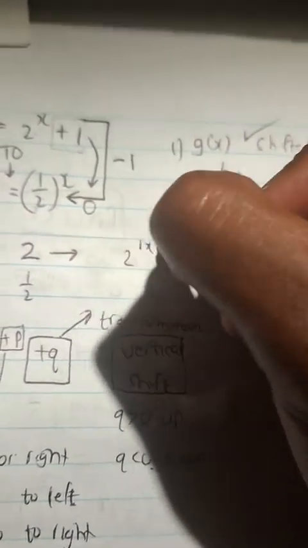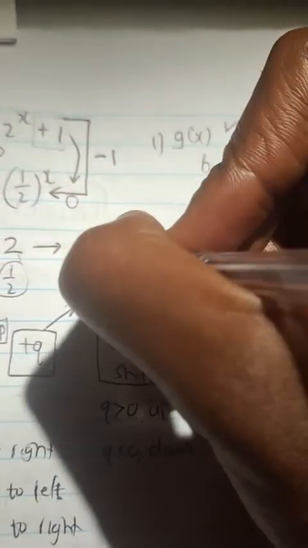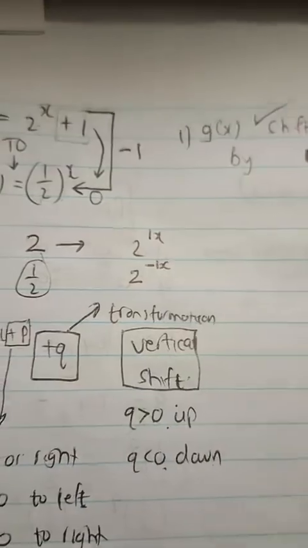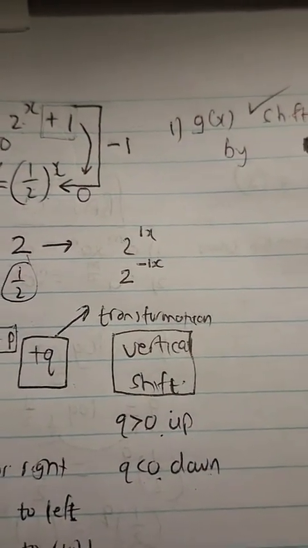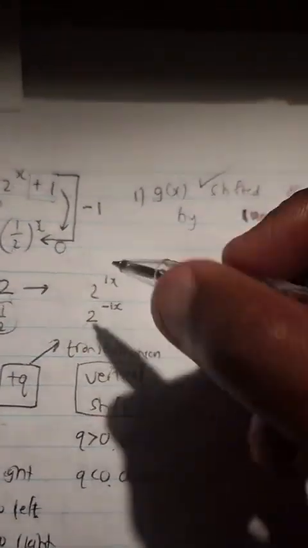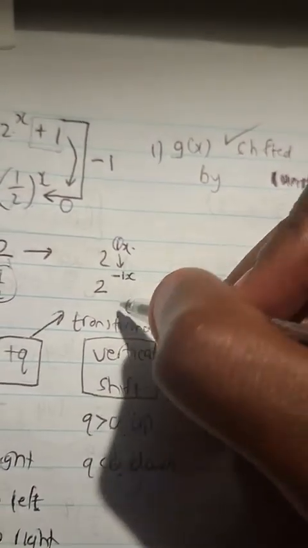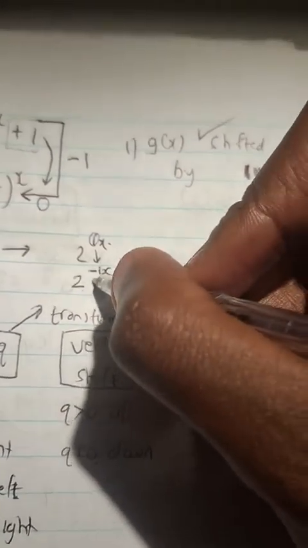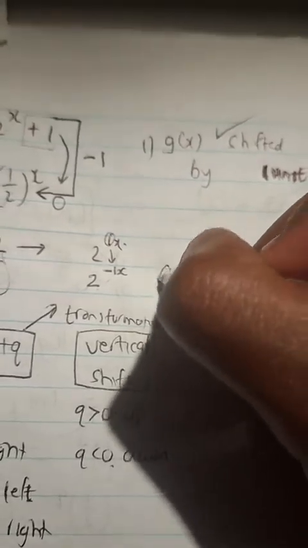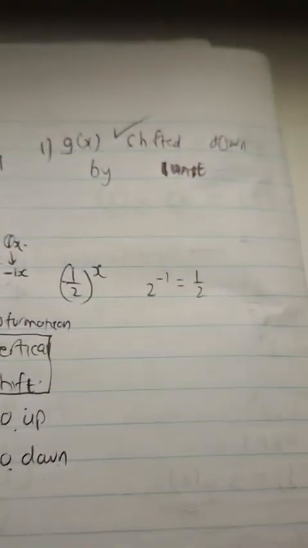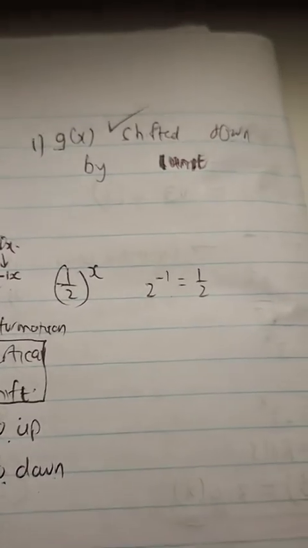From 2 having a positive 1x to half, that means 2 got multiplied with a -1. Now some of you are going to be like, really? Yes. So that means x changed from positive to negative, because you know fully well that 2 to the power -1 is equal to a half to the power x. Now we are back to exponents, guys. We are back to this idea of exponents.